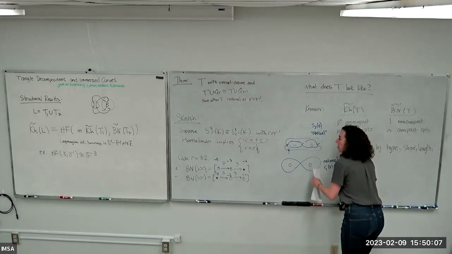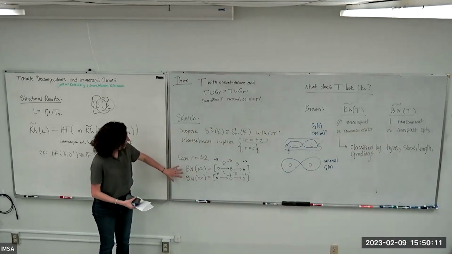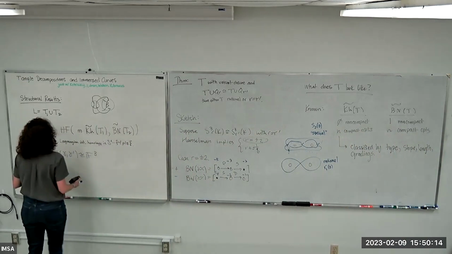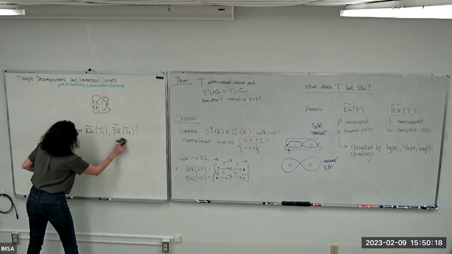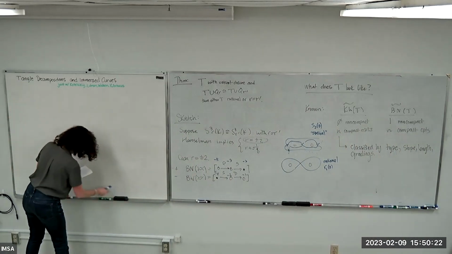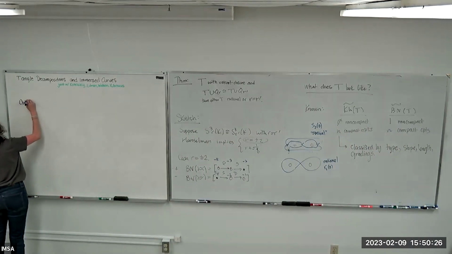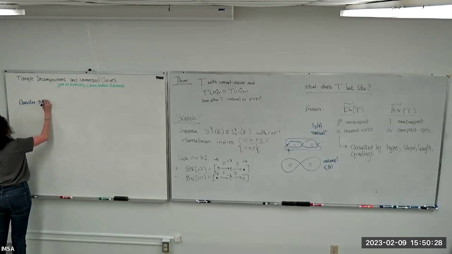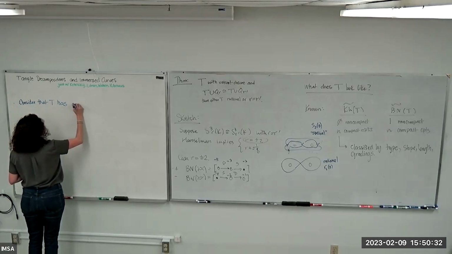Okay, so with this information in hand, you know what some explicit tangles look like, and now you're going to be considering your pairing. Okay. So you consider that T, this is just a sketch, but you consider that T has an unknot closure.